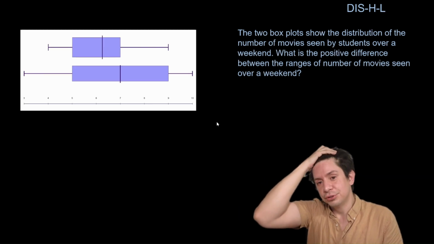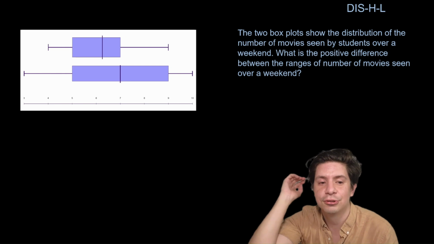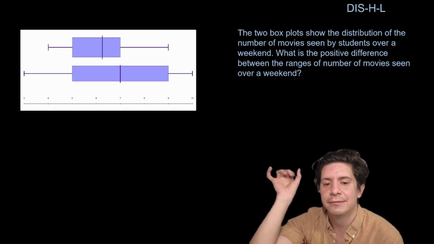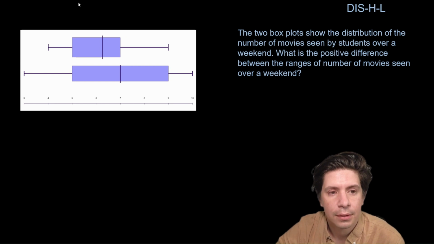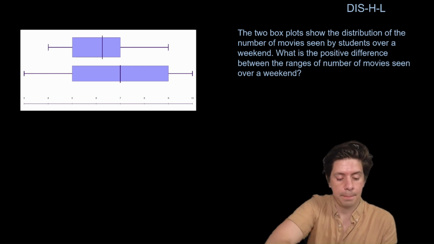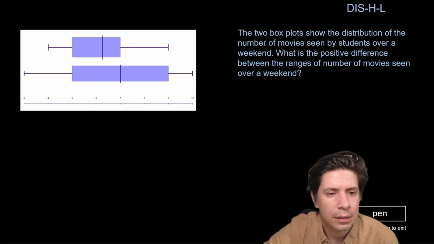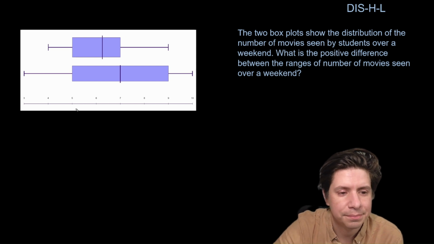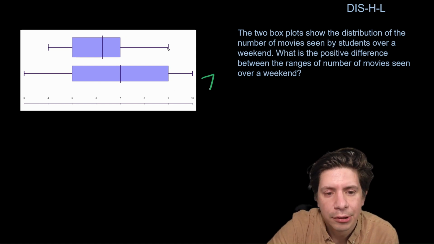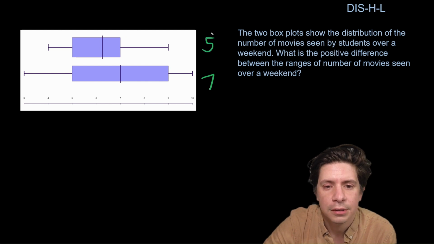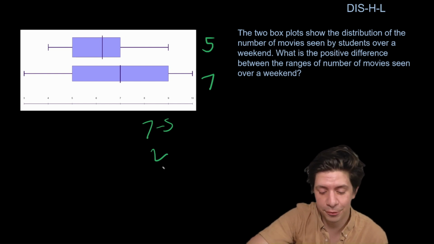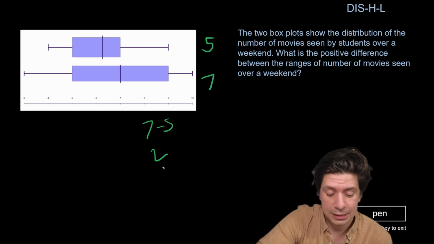2 box plots show the distribution of the number of movies seen by students over a weekend. What is the positive difference between the ranges of numbers of movies seen over the weekend? So here we're going from 10 to 3, so we have 7. Here we're going from 9 to 4, so we have 5. So then our difference will be 2. Honestly, I don't know why this one's considered hard because that feels pretty straightforward to me, but the SAT deems it so.